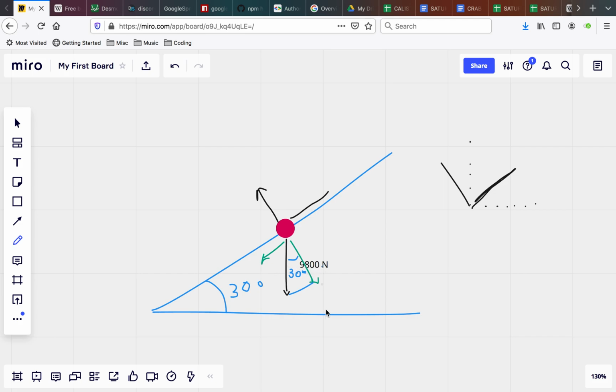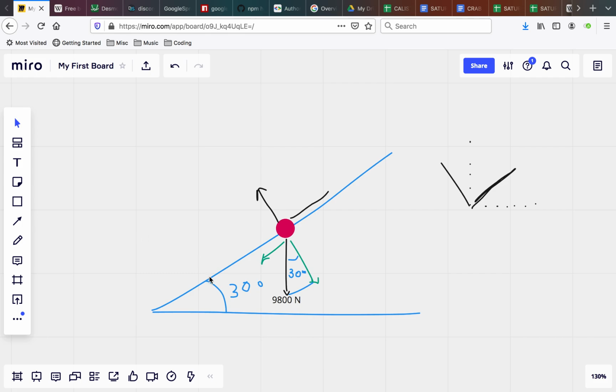The text label needs to move. Nothing I can do about that, unless there is. All right, that's helpful. So this is 98,000 newtons, and we know from our 30, 60, 90 triangle formula that this would have to be 49,000 root 3 newtons.